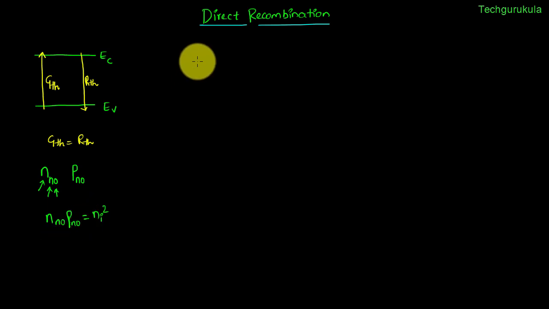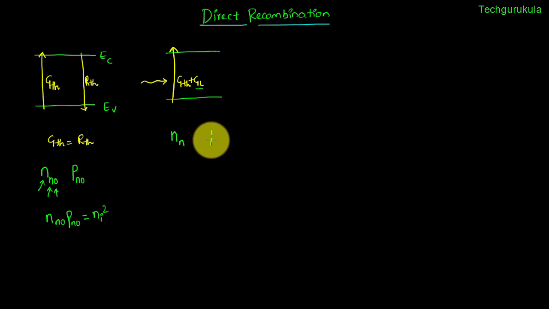Now let me take this semiconductor and illuminate it with light so that we have a generation rate which will not be GTH. Instead we'll have GTH plus GL. Because of the shining of light, we will have extra generation. Under this situation, let's say the electron concentration is Nn, which is not equal to Nn0, because there is extra carrier generation because of the light incidence.